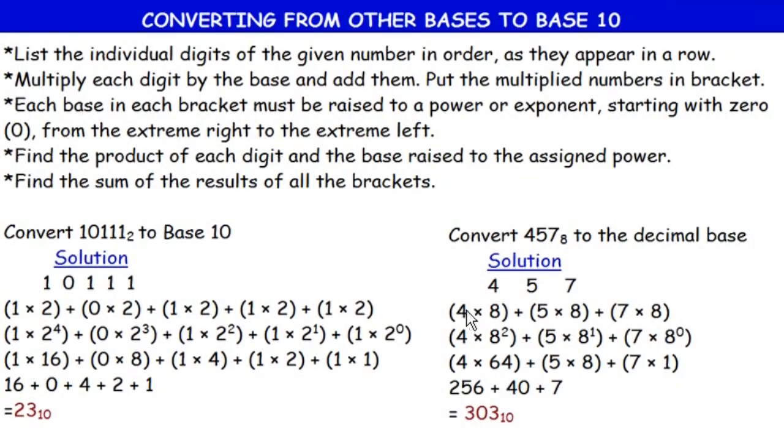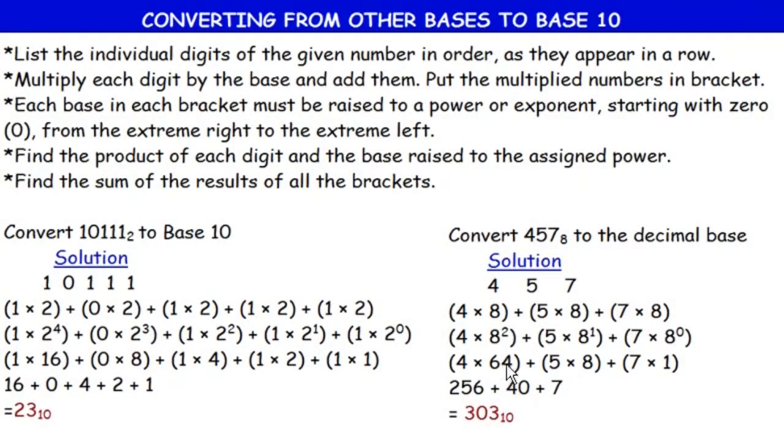So you're going to have 4 times 8 plus 5 times 8 plus 7 times 8. And then you are going to raise the base in each bracket to a power, right? Starting with 0, right? But then you're going to start from your extreme right towards your extreme left. So here is going to be 7 times 8 to the power 0, 5 times 8 to the power 1, and then 4 times 8 to the power 2, right? And then we solve the powers.